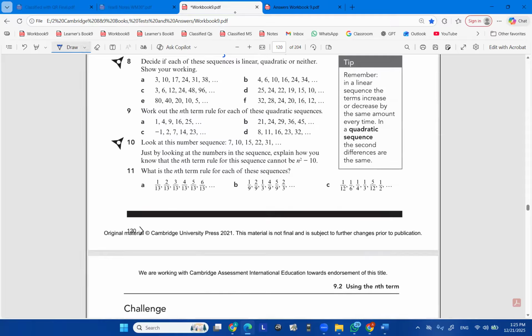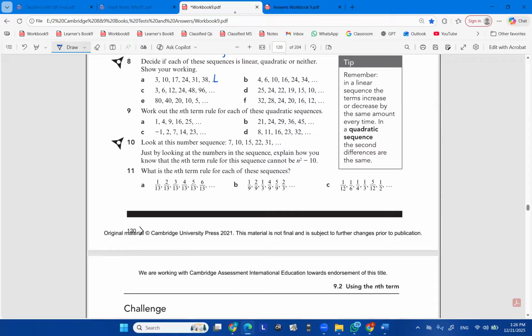Decide if each of these sequences is linear, quadratic, or neither. Here I added a 7, then added a 7, then added a 7, add a 7, add a 7. So it is linear. Here add a 3. Not necessary. Here the first differences are the same. That's why we said it's linear.